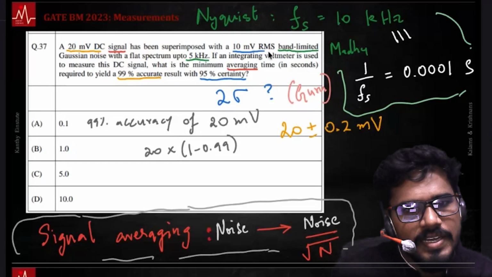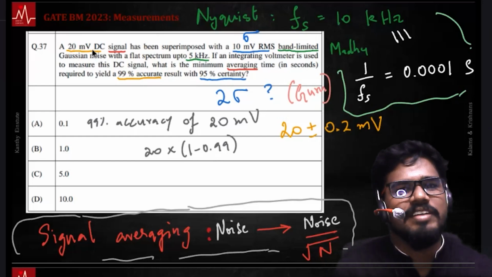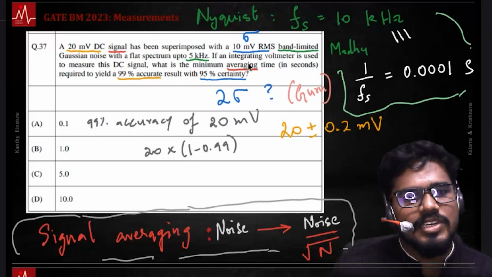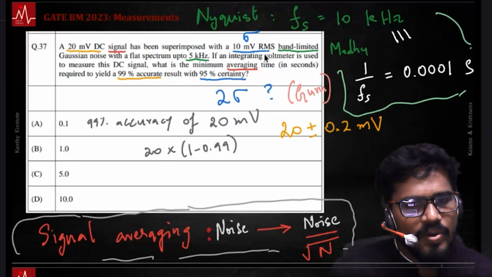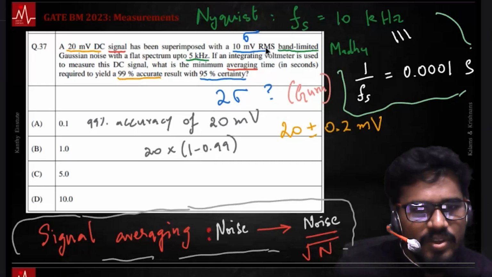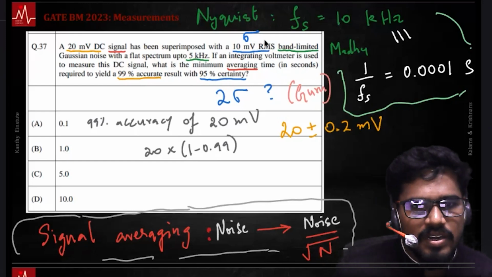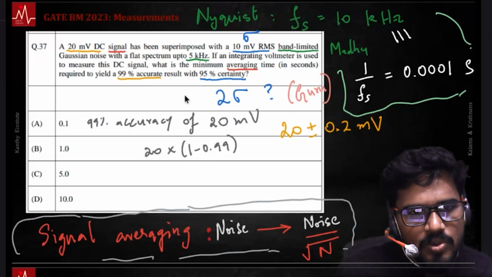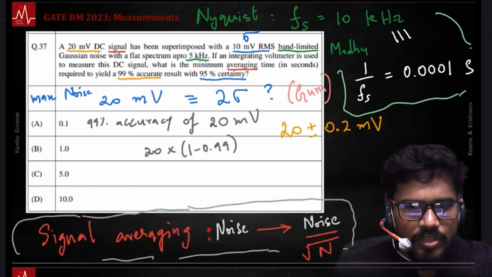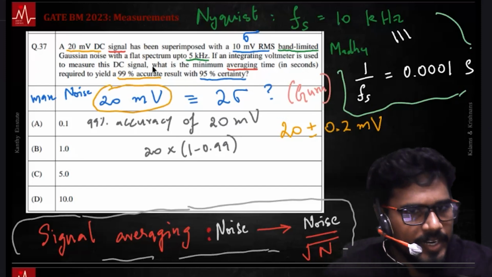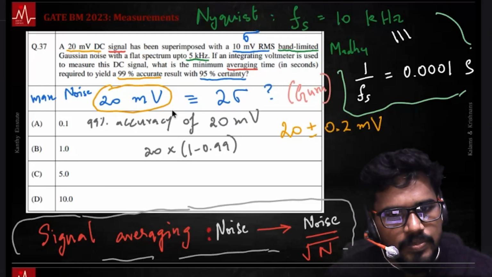RMS is like sigma for this because it's an integrating voltmeter and it's Gaussian noise. In a very simple sense, RMS is standard deviation. So the standard deviation of the noise is 10 millivolts. If you have to be 95% certain, the maximum allowable noise is 20 millivolts. As you average the noise while sampling the signal, it should become 0.02.